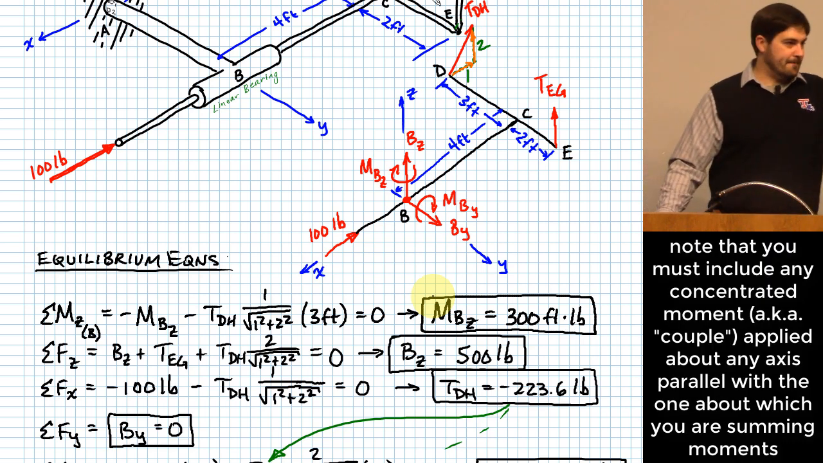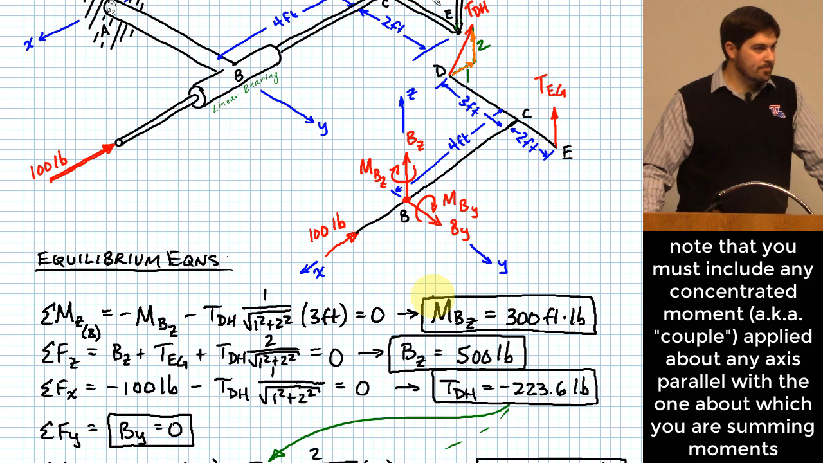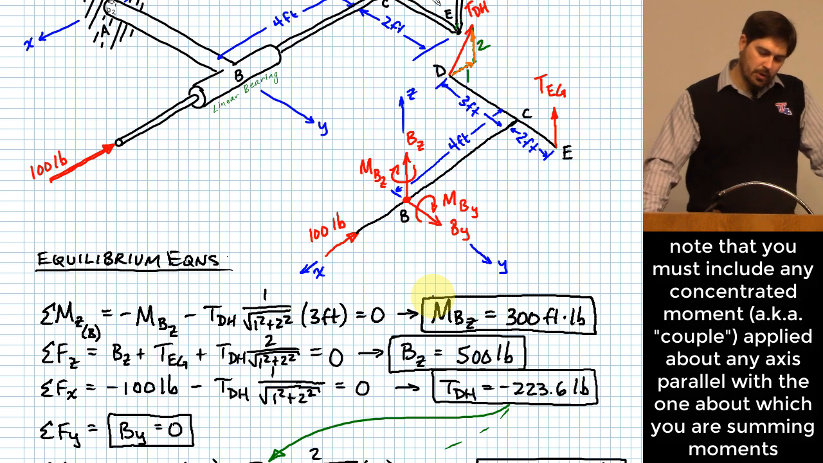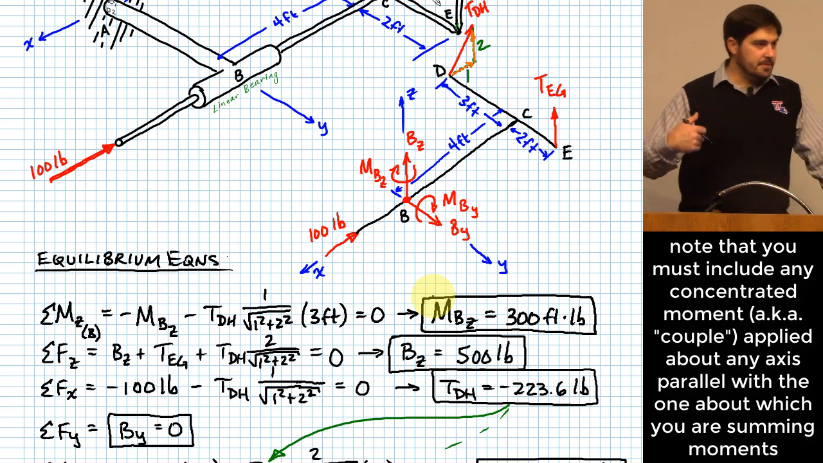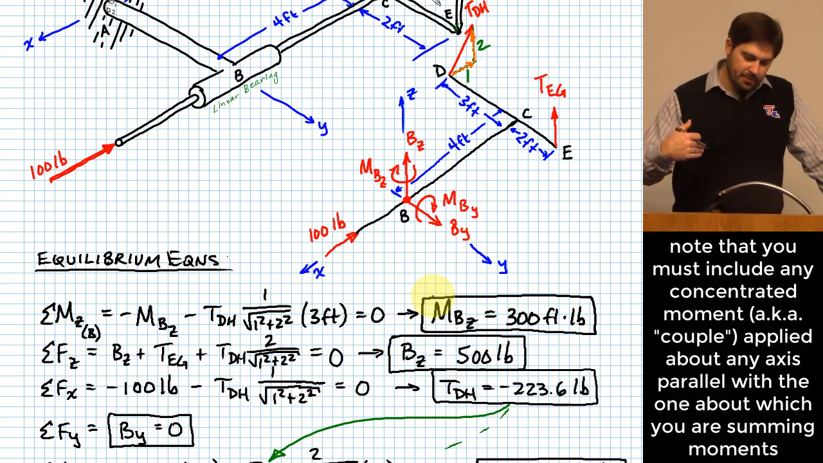All right, yeah. So before you did any of these equations, if you started with a sum of the moments about the y-axis going through C, would you have to take into account MBY? Okay, so the question was, before I did any of these, if I was to take a sum of moments around a y-axis passing through C, would I have to account for MBY? And the answer is yes.